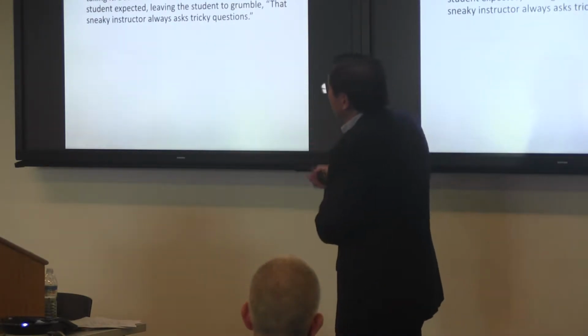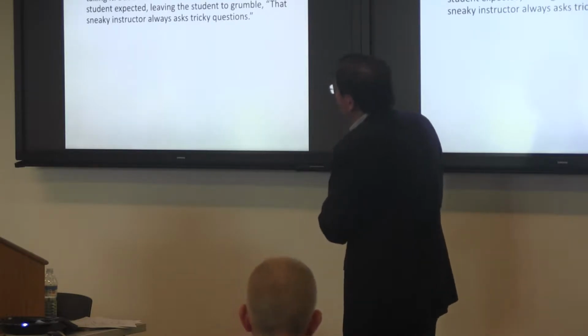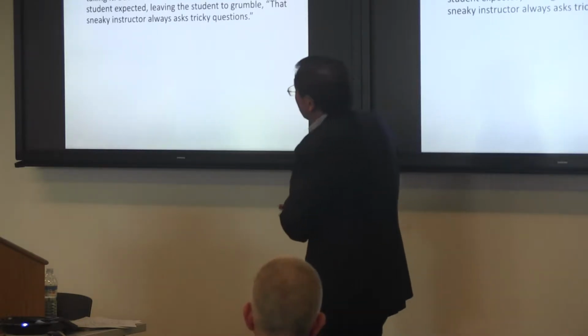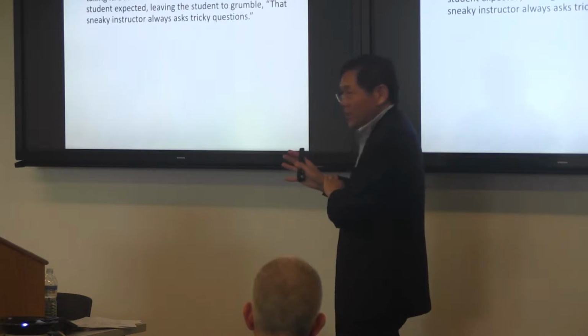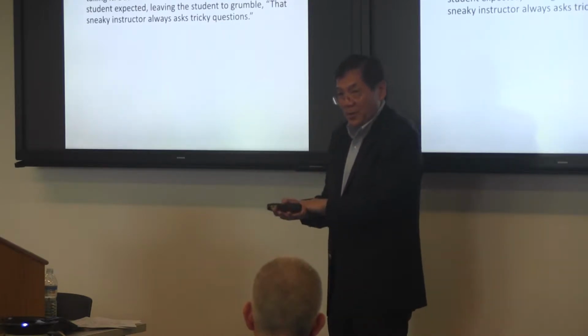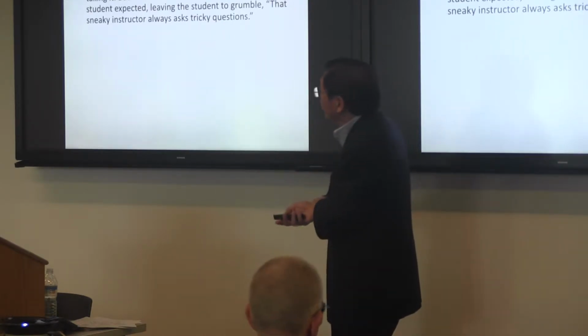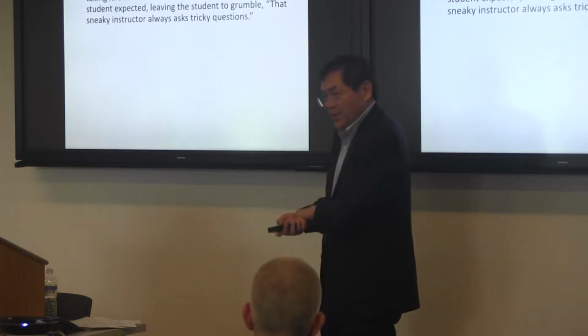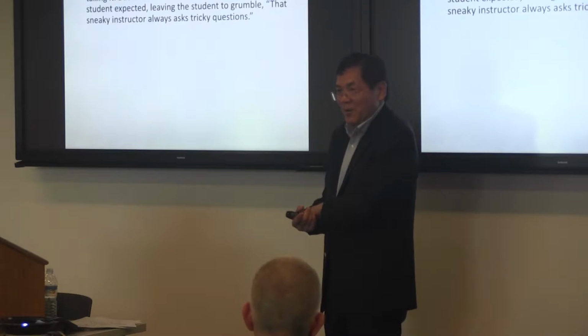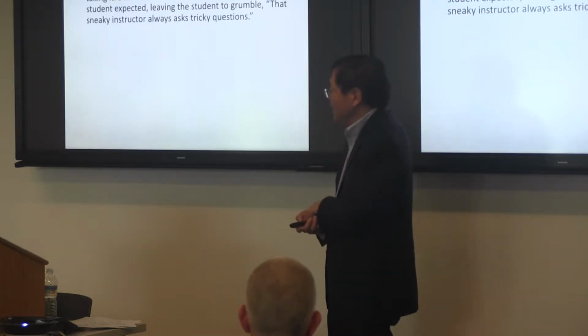So a student studies hard for an exam and feels confident taking it. The results are much worse than the student expected. And so, of course, who does the student blame? They blame you, right? They say, oh, that sneaky instructor, always asking tricky questions. Or my favorite is when the student goes, well, you didn't ask me the information that I know. Like, that's my responsibility to do that.